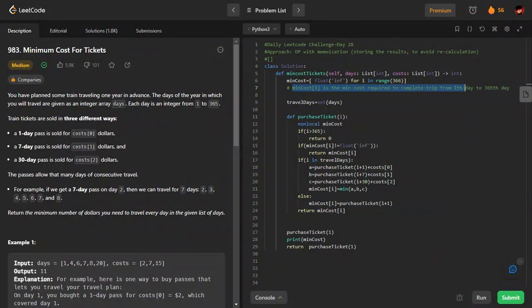Minimum cost of i is the minimum cost required to complete the trip from the ith day to the 365th day. Whichever days we are traveling, it is the cost for those days onwards. So now, how does my function work? I am passing 1 as the initial value. This is a function call.